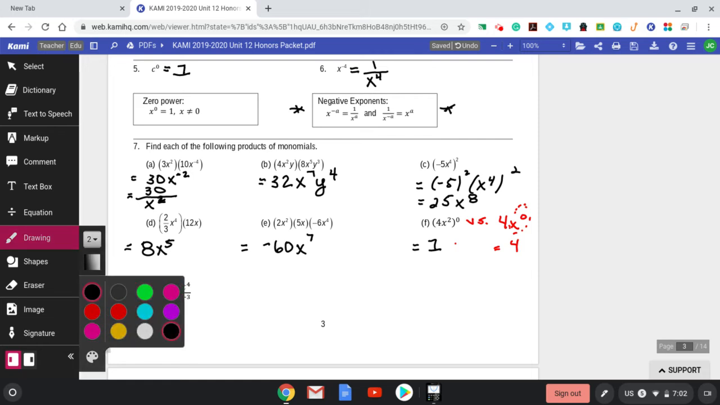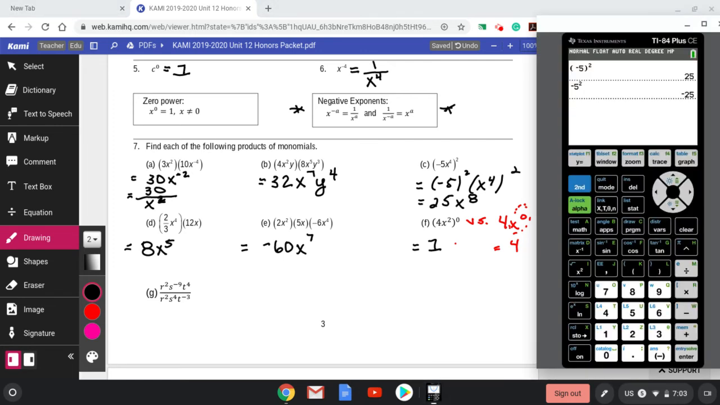Okay, and then we got a little division. What's our rule when we divide? We subtract. So r squared over r squared, 2 minus 2 is 0. Done. No more r's. S to the -9 over 4. If you want to go to your calculator and quickly check, -9, and I'm subtracting because that's the rule, -4. Gives me -13. So this is going to be s to the -13. T, ready? 4 minus -3 to the 7th. That becomes positive.